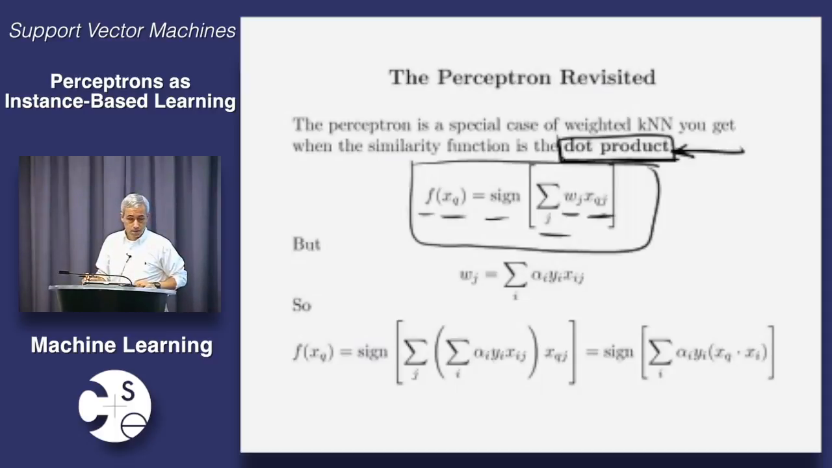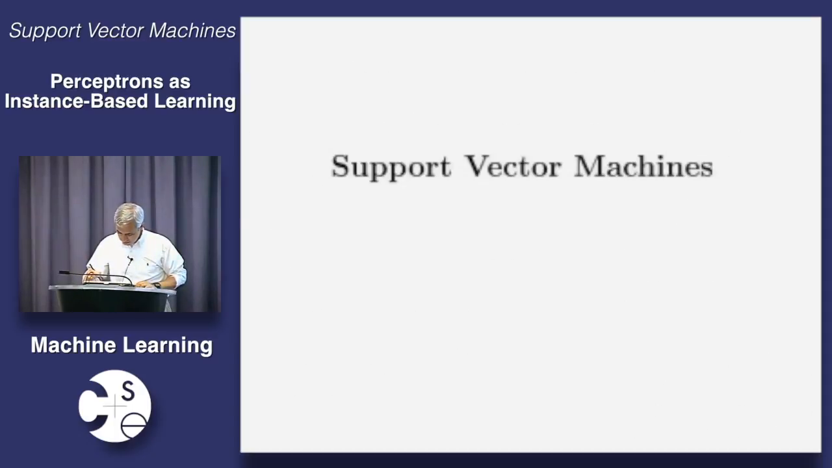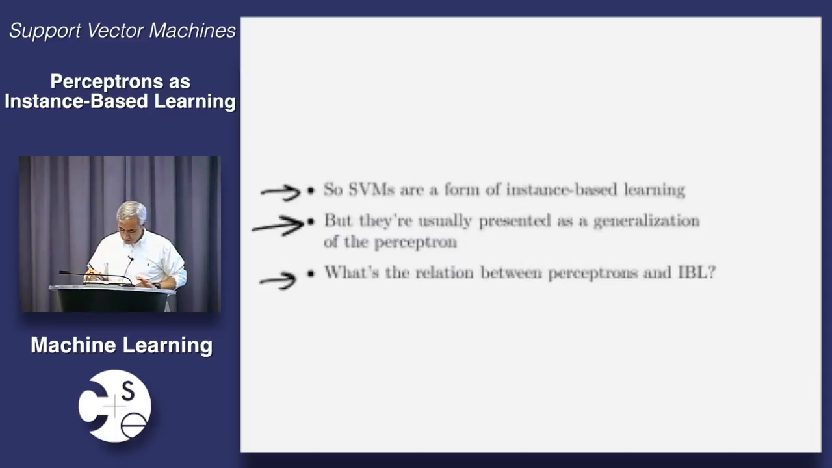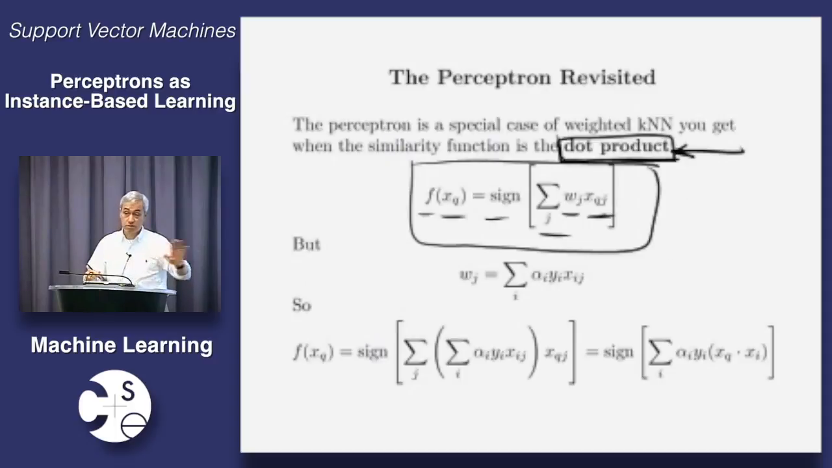Now notice the similarities and the differences between this and what we had back here. Here's my f, here's my sign of a sum of something, but now the something is different. So we're partway there. And the support vector, we saw that, this is IBL. So if we reduce things to that form, we're good.